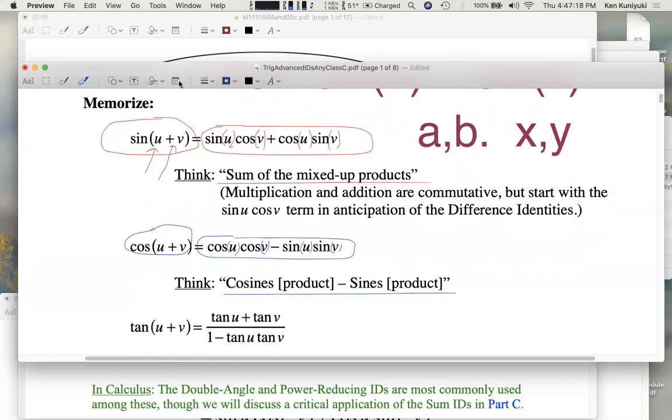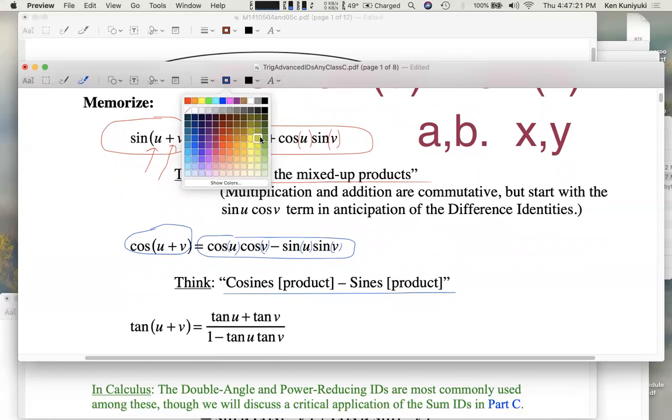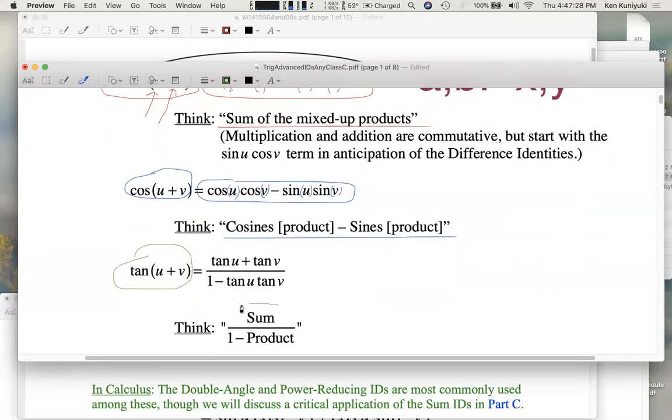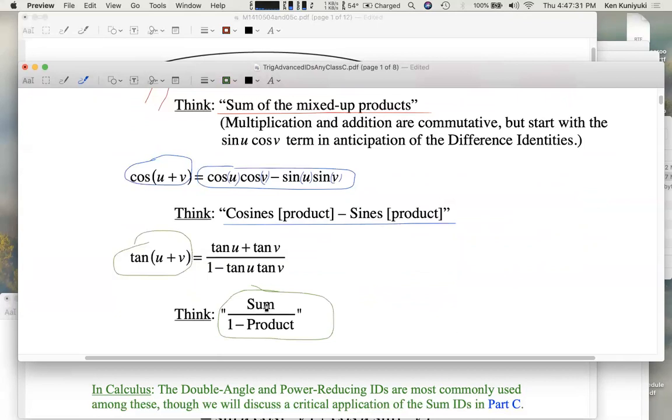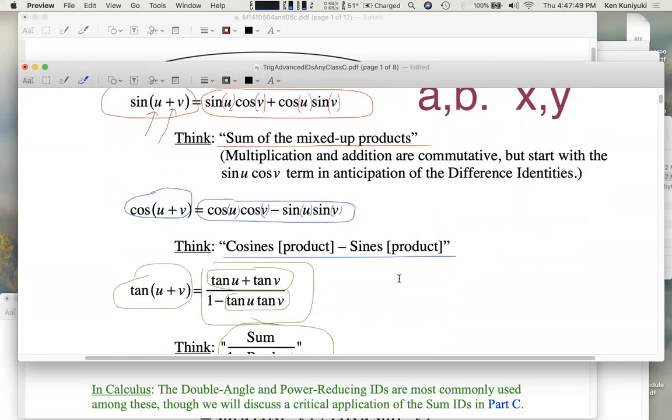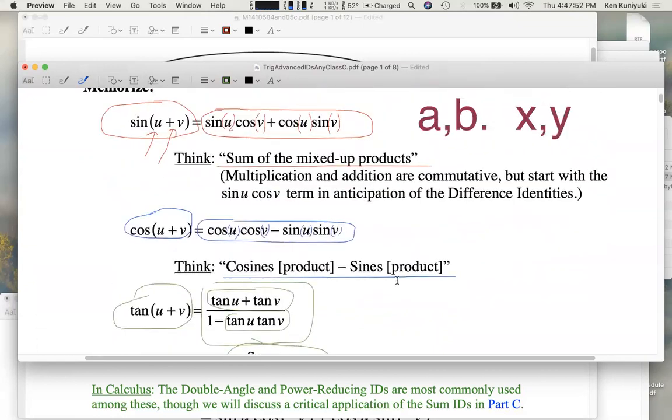Tangent of u plus v. In green. Tangent of u plus v. Now, this is hard to memorize. I think of it as the sum over 1 minus the product. By the sum, I mean tangent of u plus tangent of v over 1 minus the product. Tangent of u times tangent of v. So these are our 3 sum identities that you should memorize, maybe with these mnemonic devices. And from these, we can get all the others.